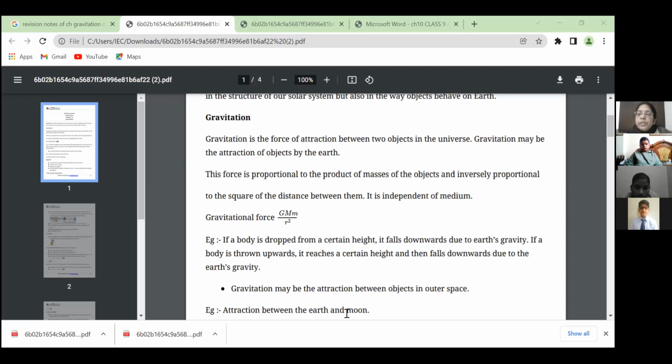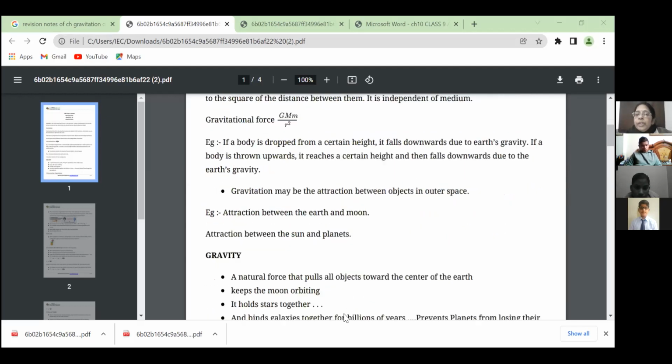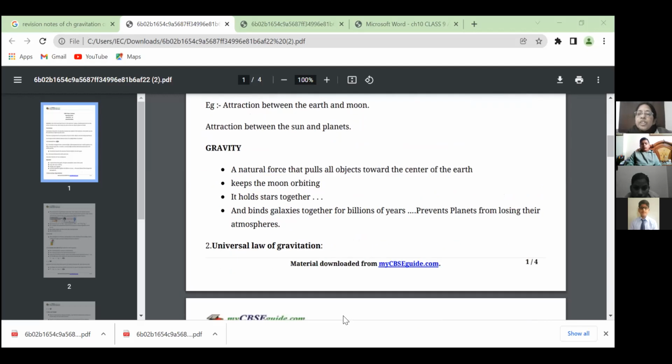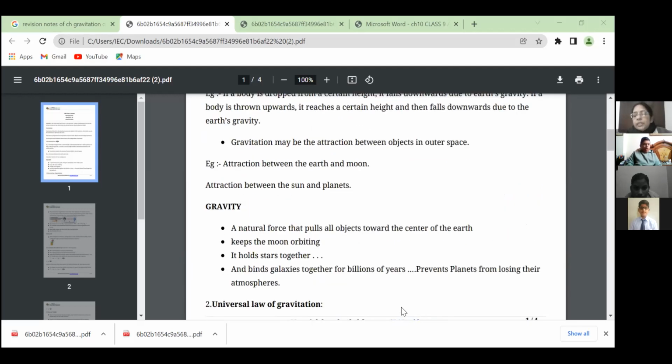So gravitation may be the attraction between objects in outer space, that is the attraction between the moon and the earth, or the sun and the planets. A natural force is gravity, which pulls all the objects towards the center of the earth. It holds the stars together. It also binds the galaxies together for billions of years and prevents planets from losing their atmosphere.